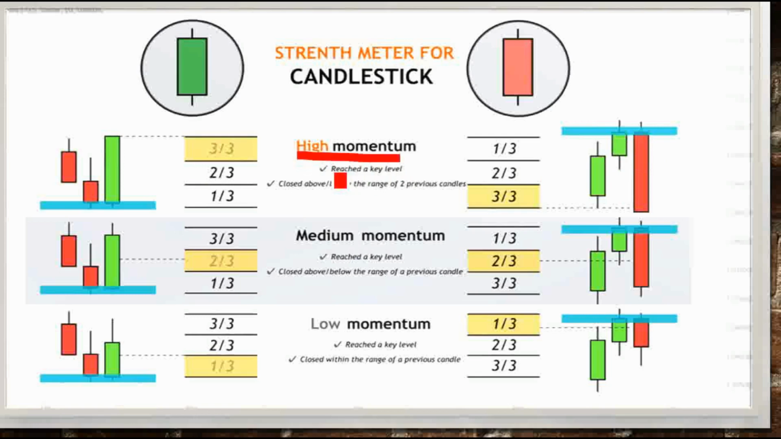The first thing on the criteria is, has it reached the key level? As I've already said, by now you know our key levels are 000, 250, 500, and 750. Has it reached it? Yes, it has. As you can see here and here, it has reached the key areas. And the second thing, has it closed above or below the range of the two previous candlesticks? Yes, it has. And when you get this criteria, you go full on, you hit it, right?